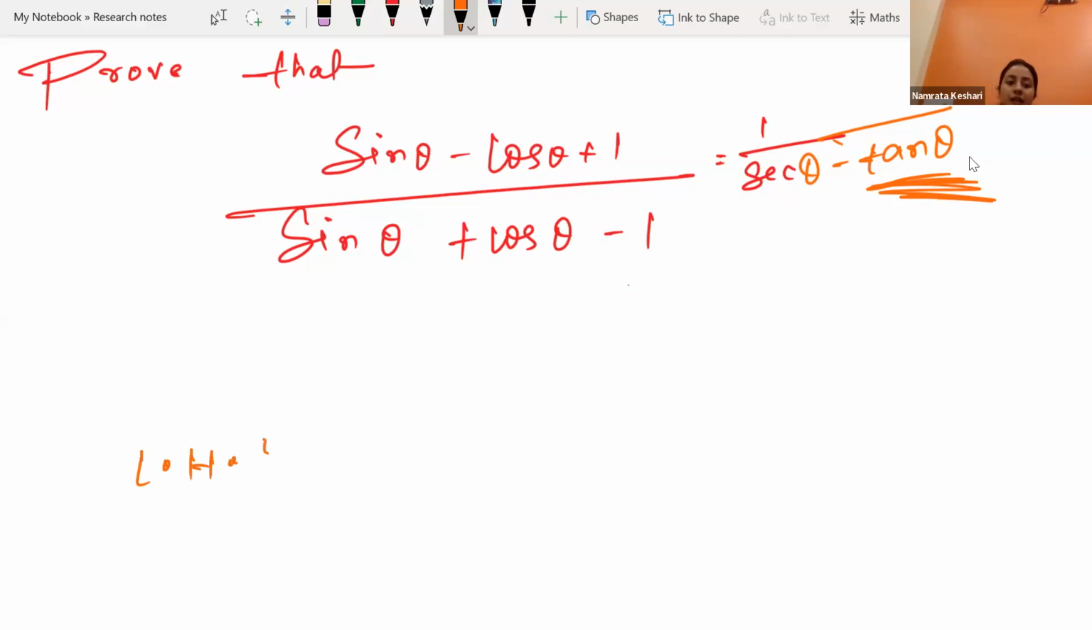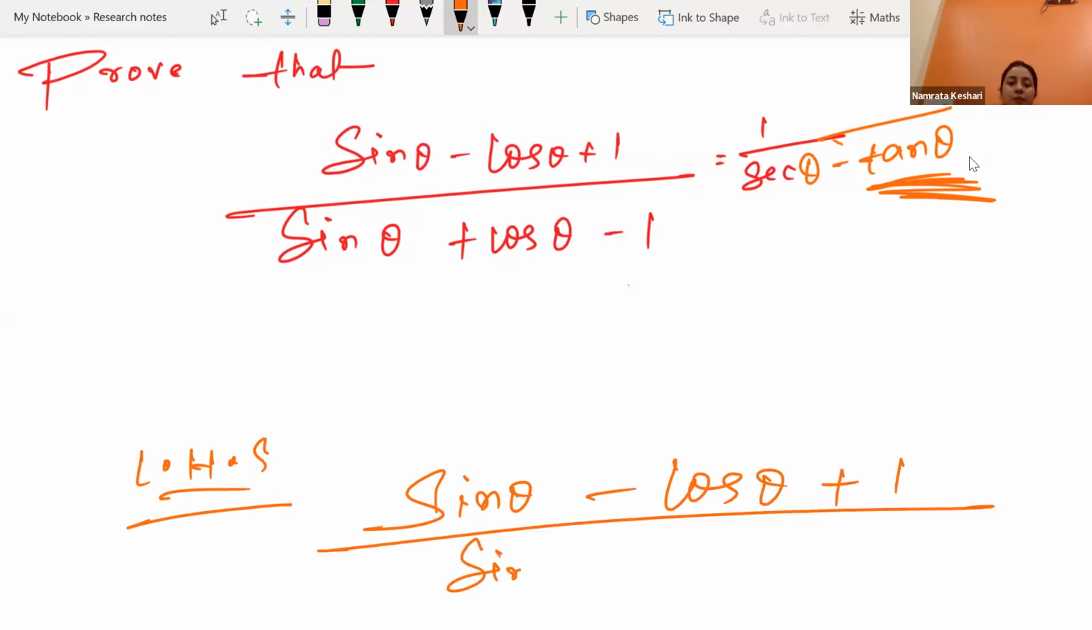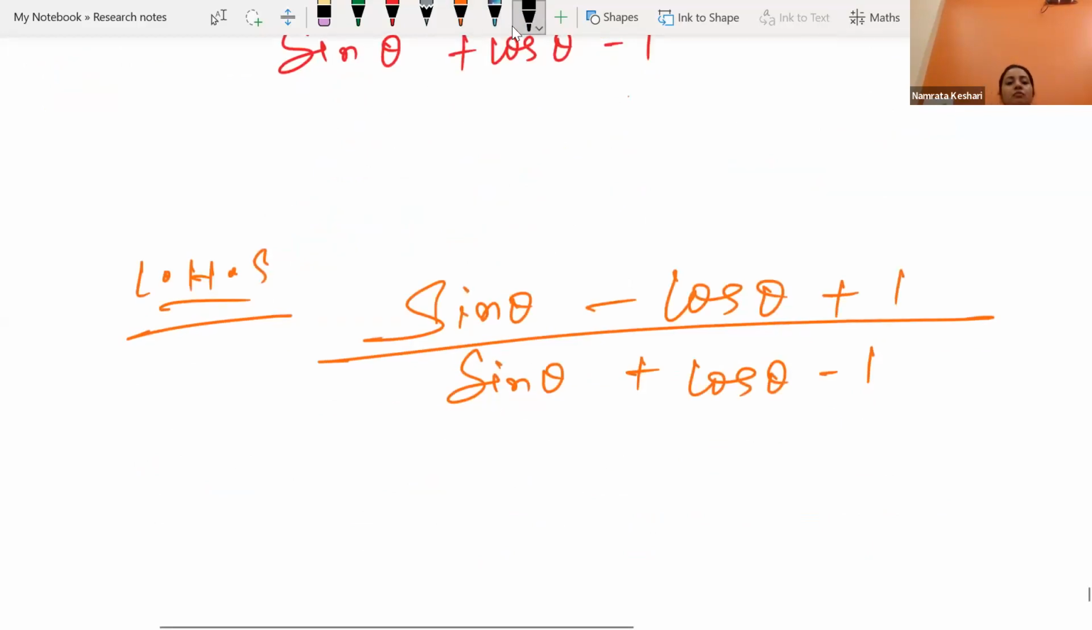If I take the left hand side as it is, that is (sine theta minus cos theta plus 1) over (sine theta plus cos theta minus 1). Our main goal here is to create sec theta or tan theta. For that, can we divide? Sine is there, and if we divide sine by cos, we get tan theta, right? So let's try creating tan theta from here. Let's try dividing the numerator and the denominator by cos theta.